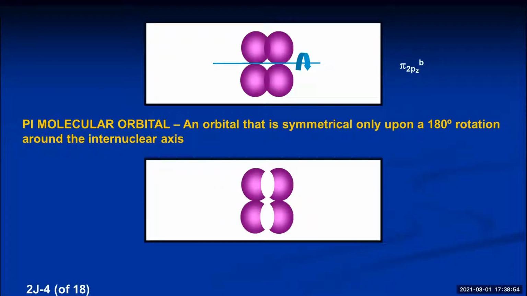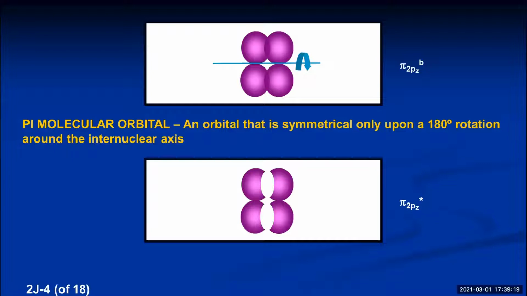That would be an anti-bonding orbital. Now, it's still pi symmetry. It's only going to look the same if you rotate it 180 degrees. So this would be called a pi 2pz anti-bonding molecular orbital. So these are the two molecular orbitals that the 2pz's create. The 2pz's are on the z-axes. They're the ones flat on the paper.